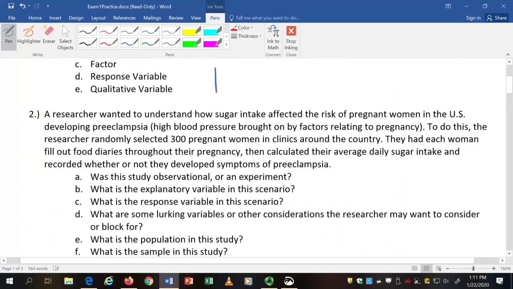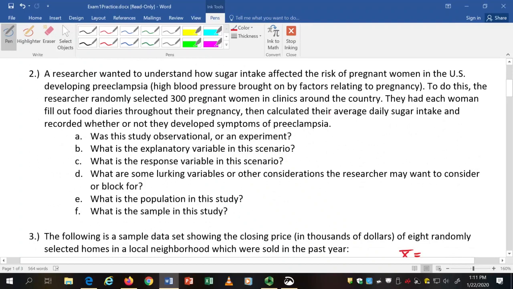Someone asked about number 2. Okay, so this was a study to look at risk of developing preeclampsia, which is high blood pressure brought on by factors related to pregnancy. They randomly selected 300 women, and each woman did a food diary, and then they looked at their average daily sugar intake, and they recorded whether or not they developed symptoms of preeclampsia. That's what they were recording. Would this be an observational study or an experiment? It's observational. How do you know? Because they didn't introduce anything. Yeah, they're just asking them what they ate. They're not really controlling their diet. If they could actually control it and feed them for their whole pregnancy, that would be an experiment, but that's not really possible. So it's an observational study.